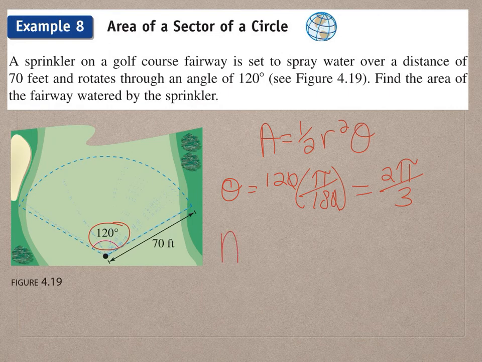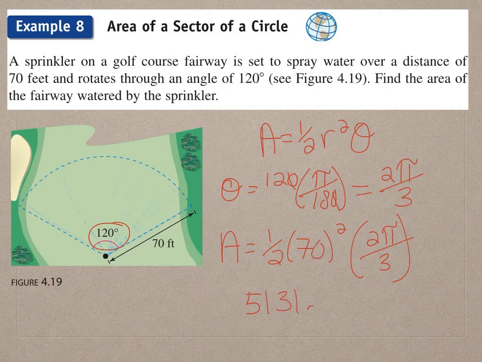And then I can substitute into my formula. So I have 1/2. My radius squared would be 70 squared, and then times theta, which is 2 pi over 3. And we could continue, and we're going to end up with 5,131.27 feet squared there. This time I actually multiplied in the pi. You could certainly leave your answer with pi still in it, and it would be more exact. But this just gives us a little bit of an idea of actually how much area this water is going to cover.